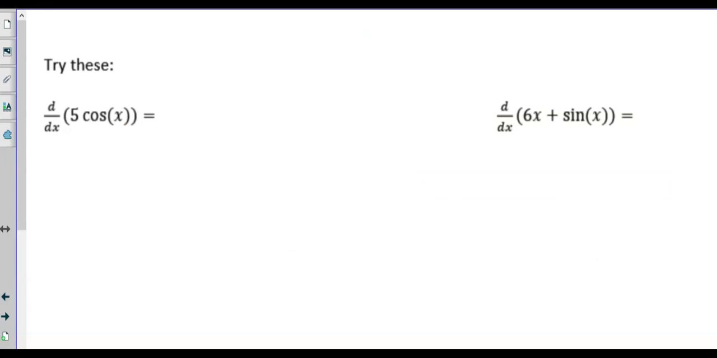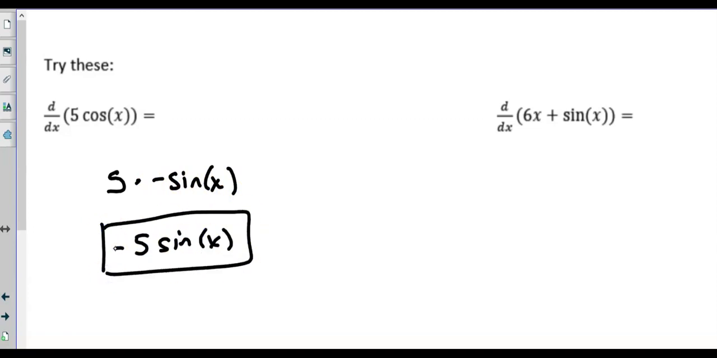Here are the problems, because these are the most important. This is a constant multiple rule, which means the 5 ain't doing nothing. Yes, I said ain't, so we put a 5. Derivative of cosine x is negative sine x, which means my answer here is negative 5 sine of x. Done. No limits. Absolutely no limits at all.